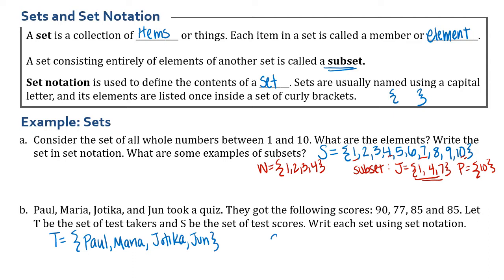Now, if we want to write the test scores, and they asked us to call that S, that would be 90, 77, and 85. Now notice 85 happened twice, but I only wrote it in this set one time. That's because we're just writing the elements or the members. What are the values that these people could get? Well, they could get a 90, a 77, or an 85. I'm not saying 85 four times. I'm just saying the outputs are 90, 77, and 85. So we don't repeat values because I've already said this is an element of the test scores.